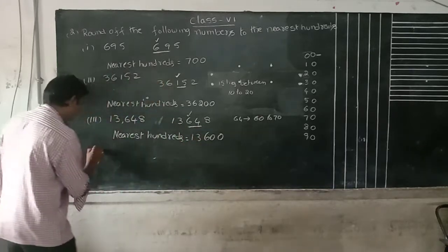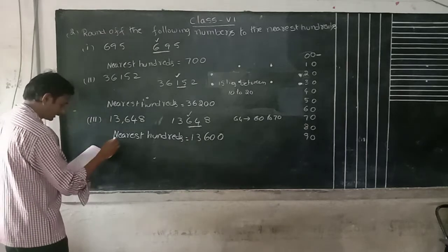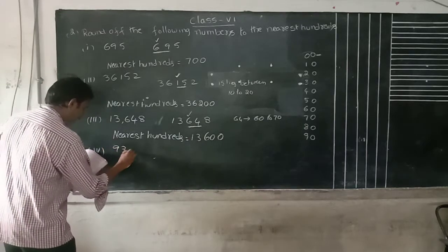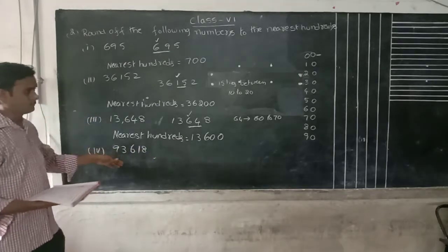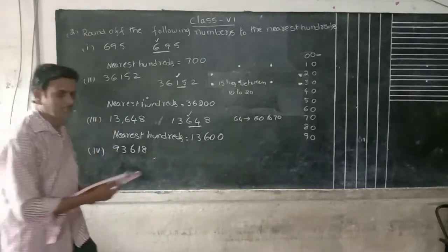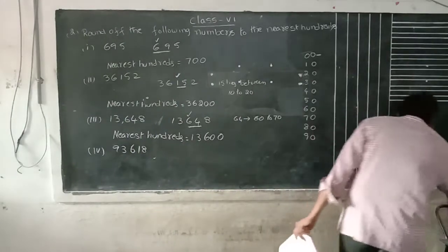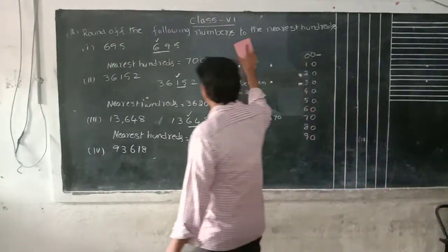Do this one on your own. The fourth question is there in your textbook. 93,618. This one you have to do on your own. This is the nearest 100. Okay, go for the next Roman.